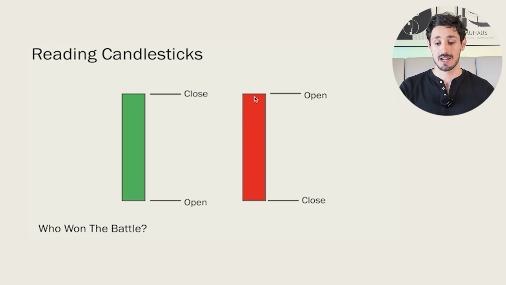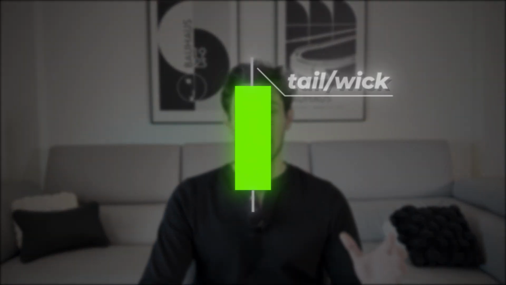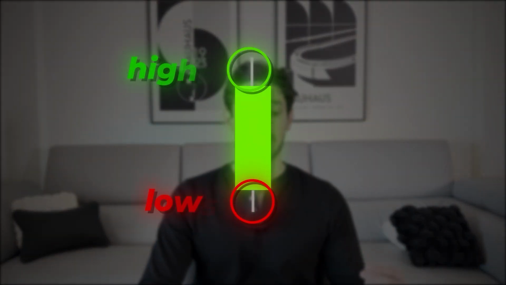If it's red, prices opened up here and closed down here, which means prices went down. This is going to make even more sense once I introduce time frames and how time frames can affect candlestick formation. We also have the tail or the wick of the candlestick, and those represent the highs and lows of price during that candlestick's time frame.